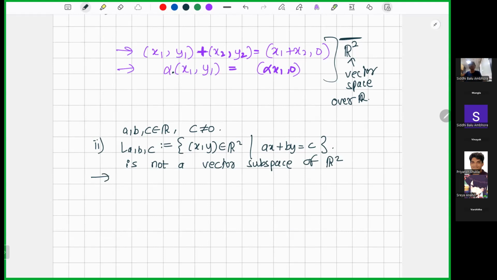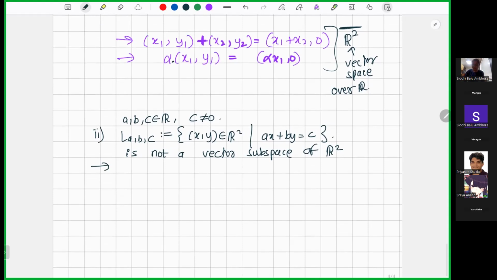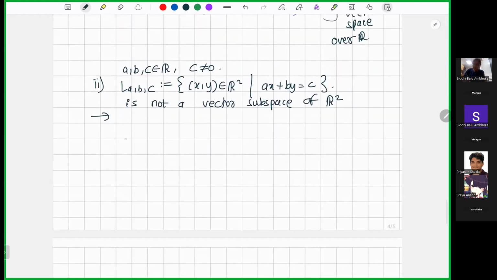It will not be closed. Yes, it is not closed. Because when we add 2 points, it will give me addition to be 2c, but I won't see. So 2c. I think it was Vinayak maybe who pointed it out, as someone pointed out, it is thus.